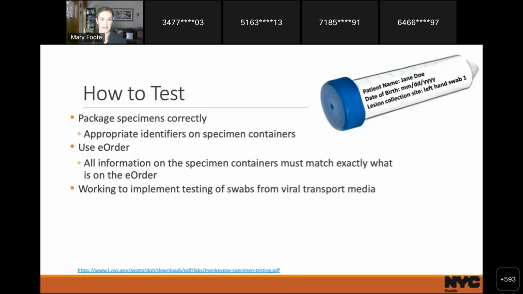And then right now, swabs must be sent dry. We're working on implementing testing of swabs from viral transport media, but more to come on that soon, hopefully.